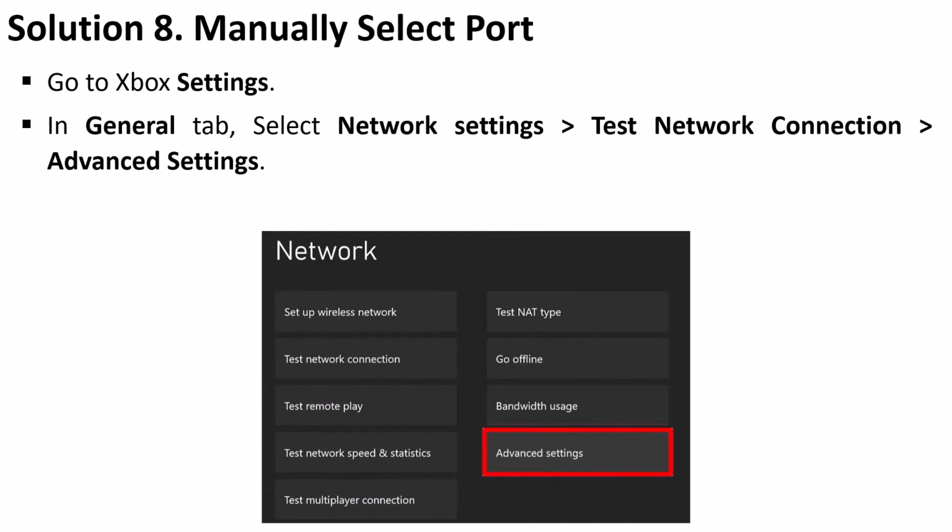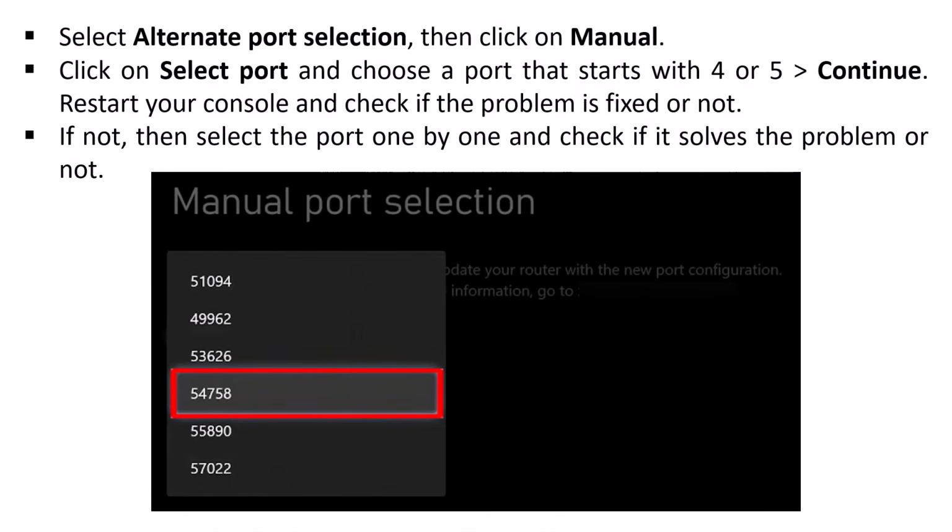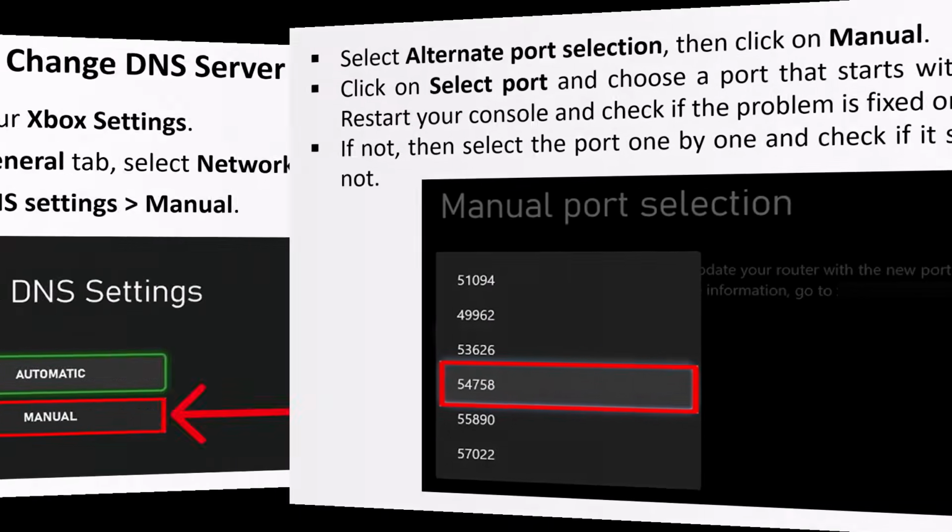Solution 8 is to manually select a port. Go to Xbox settings, in the General tab select Network Settings, Test Network Connection, Advanced Settings. Select Alternate Port Selection and then click on Manual. Click on Select Port and choose a port that starts with 4 or 5. Continue. Now restart your console and then check if the problem is fixed or not. If not, then select the ports one by one and check if it solves the problem or not.